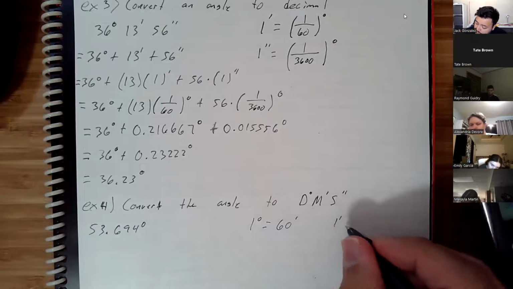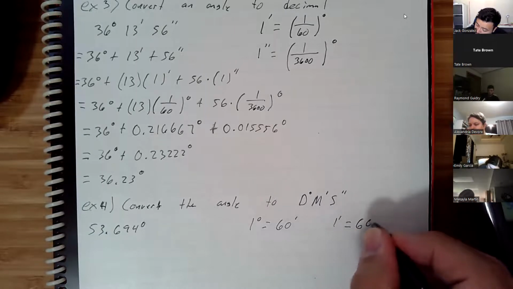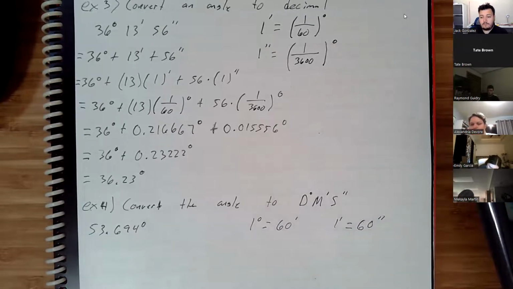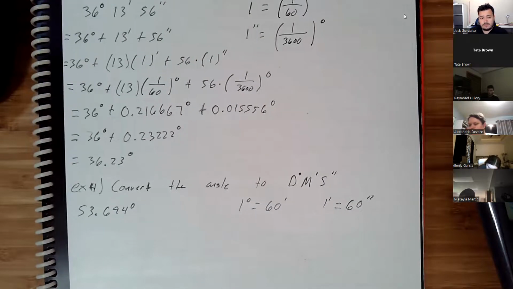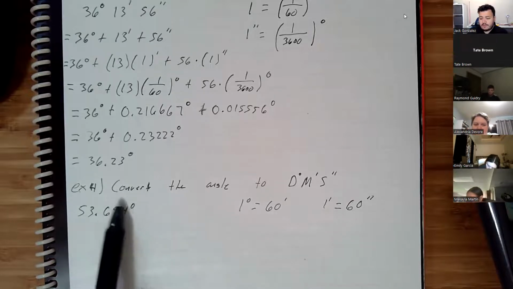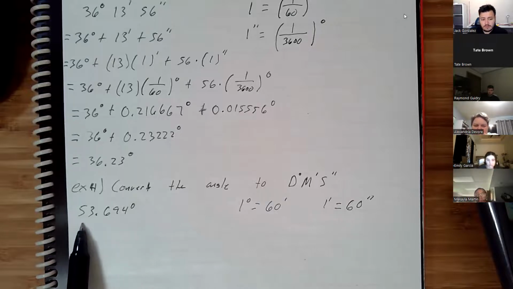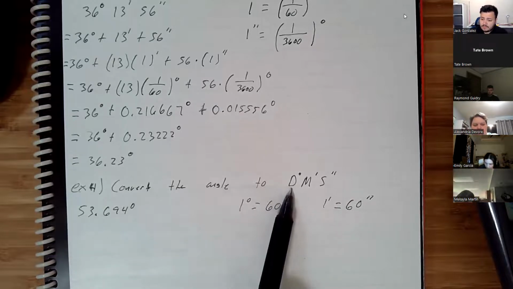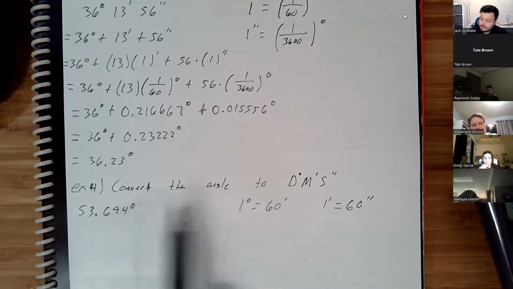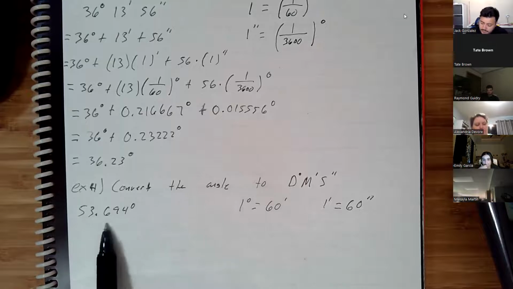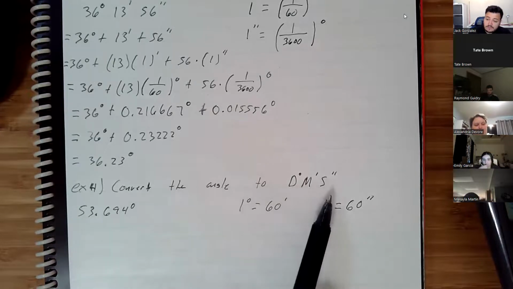I gave them to you earlier, but I'm going to write them again. Okay. So 1 degree is 60 minutes. 1 minute is 60 seconds. Okay. So what you're going to do is basically break off the decimal piece and focus on this decimal part. We're not going to deal with the 53 because remember, the D is already there, right? The 53 will be this part. We just need to convert the decimal portion into minutes and seconds.